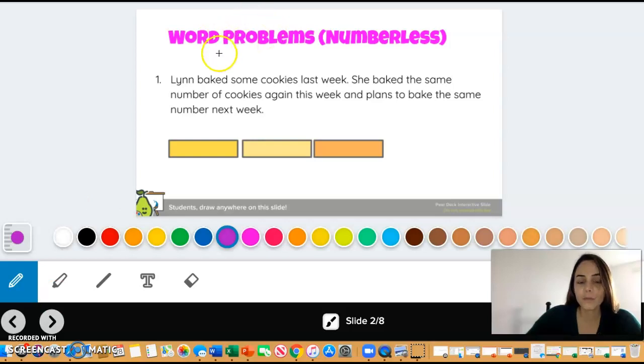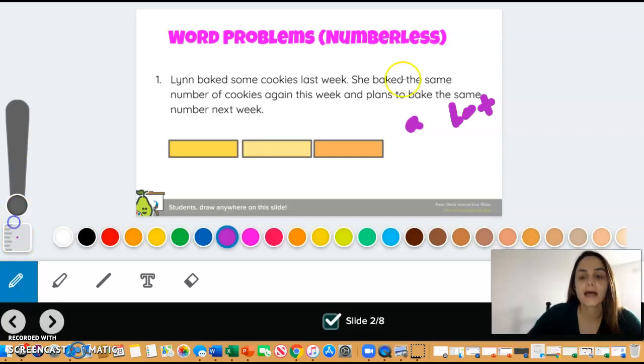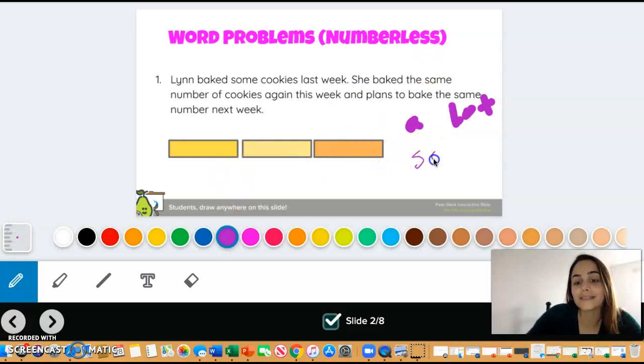So this is a word problem that doesn't have any number. What is very, very important here is that you read the text, and you take out the important parts. So here it says, Ning baked some cookies last week. She baked the same number of cookies again this week and plans to bake the same number of cookies next week. I remember some of you said that she baked a lot of cookies. Some others said that she had the same amount. So this is very, very important that it's the same amount. Here we have that she baked some cookies last week, some cookies this week, and some cookies next week.